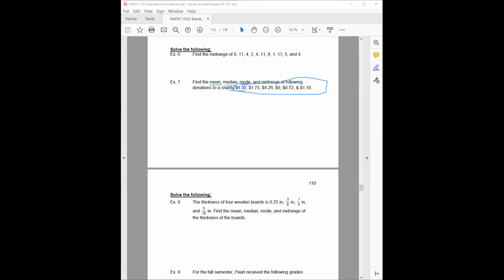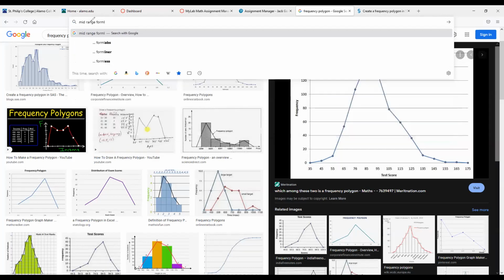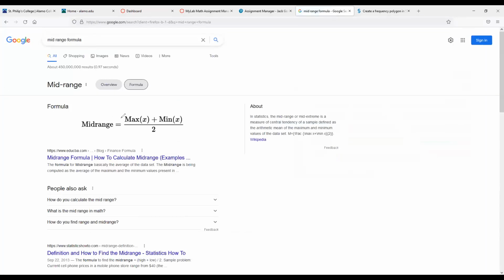Mid-range. We haven't talked about mid-range. I believe that is the biggest value minus the smallest value, but let's double check. Mid-range formula. So you add the smallest and the biggest, divide by 2. Okay, that's not that bad. So we'll use this guy for the question.